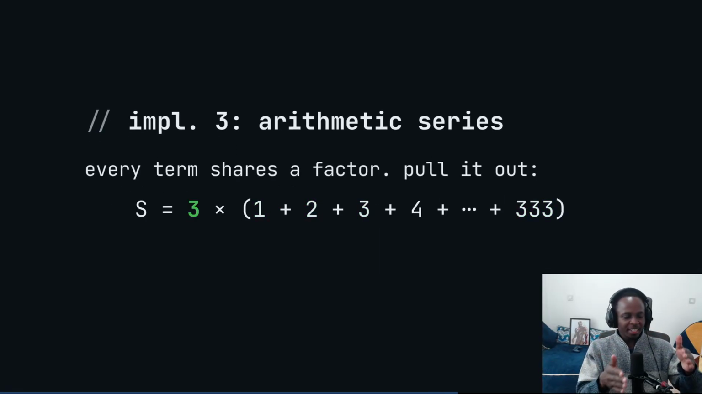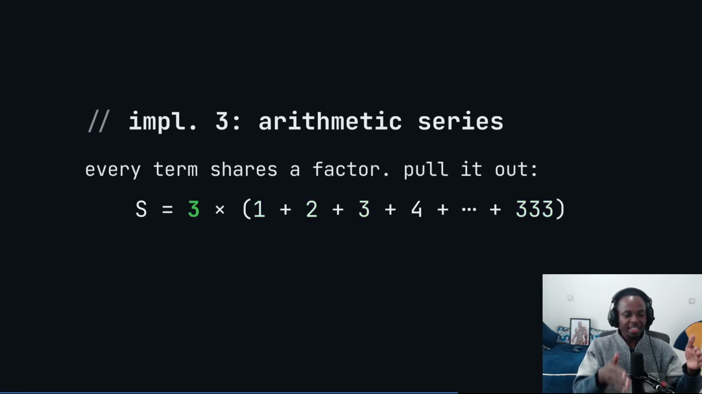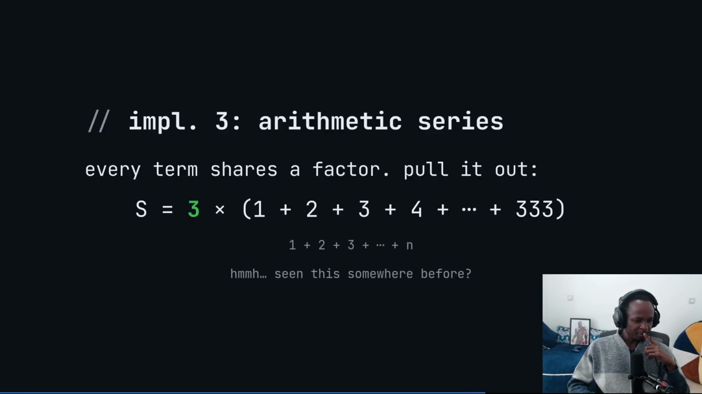What if we factor out the 3 from the series? If we factor out the 3, we are going to have 3 times this other series of 1 plus 2 plus 3 plus 4 all the way to 333. But does this look familiar? Yeah, this is like the sum of the first n integers, right? We have seen that before somewhere in a math class. Or if you haven't seen this yet, I have a small demo of how to go about it.